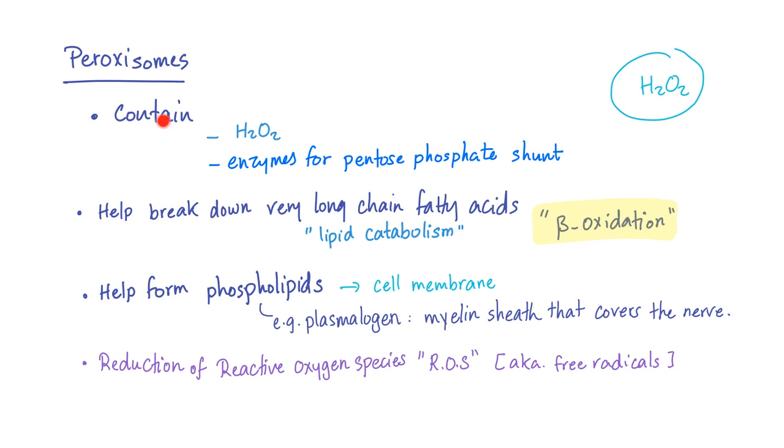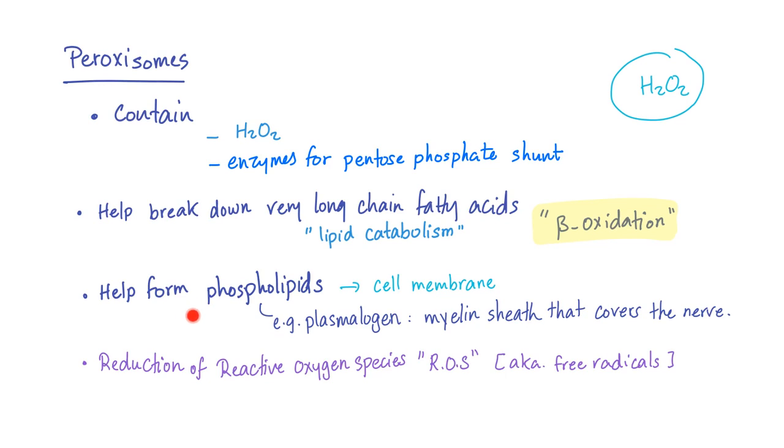A peroxisome contains H2O2, which is hydrogen peroxide, and enzymes of the pentose phosphate shunt that help break down very long-chain fatty acids. This is called lipid catabolism, and this is the process of the beta oxidation pathway. That's why peroxisome is the gym trainer. It destroys fat, or it breaks it down.